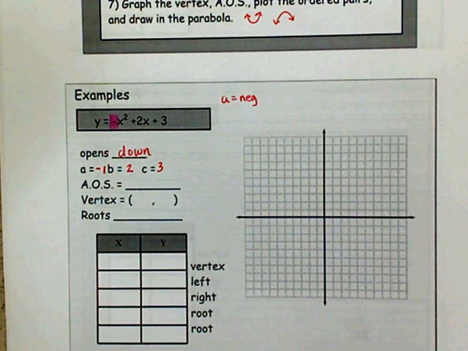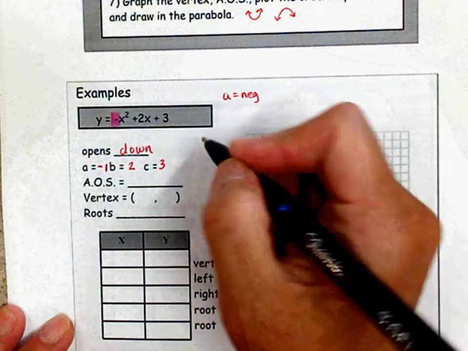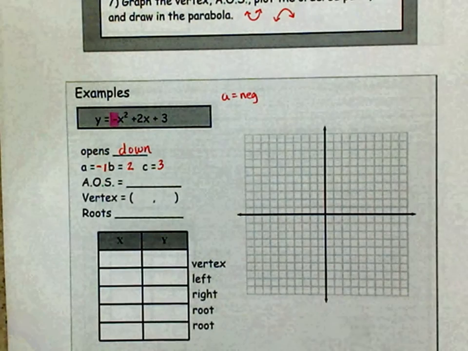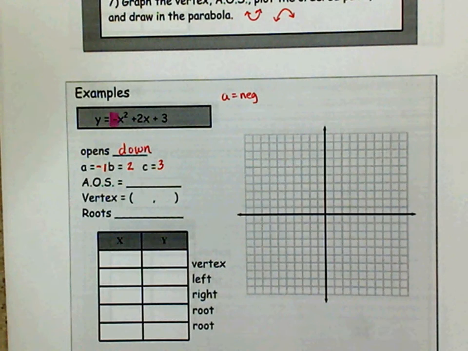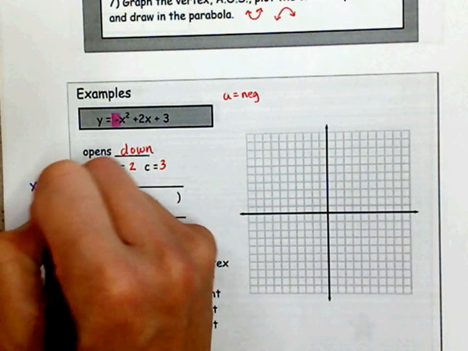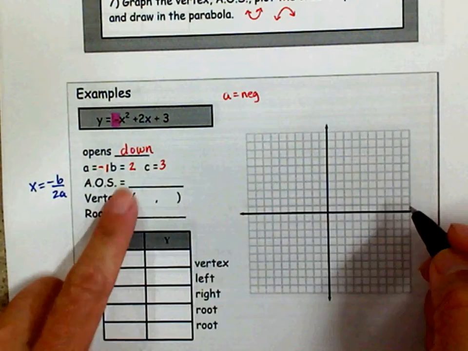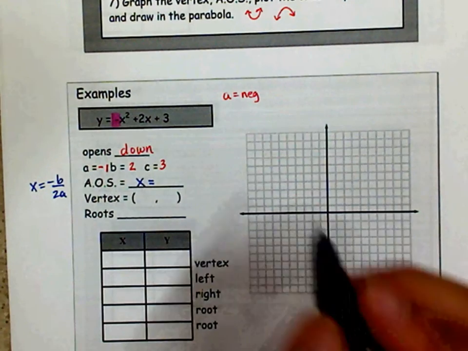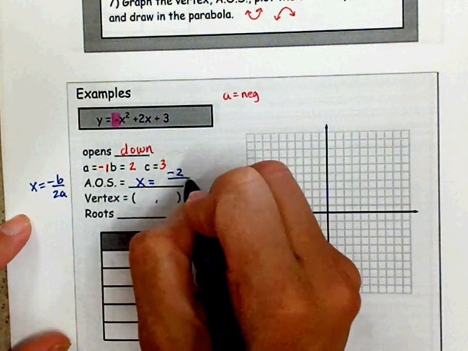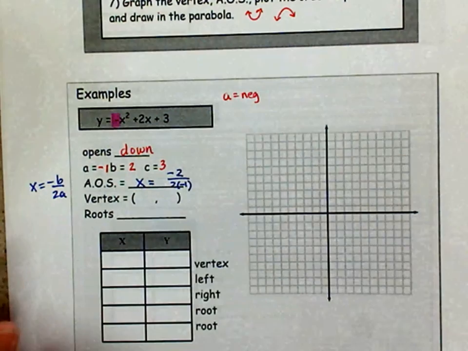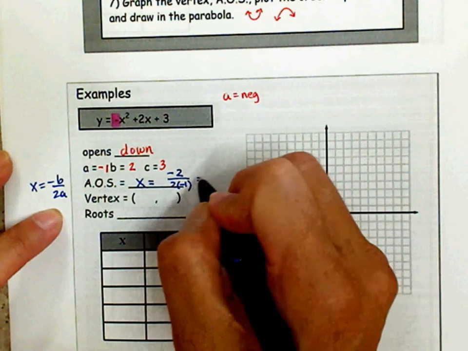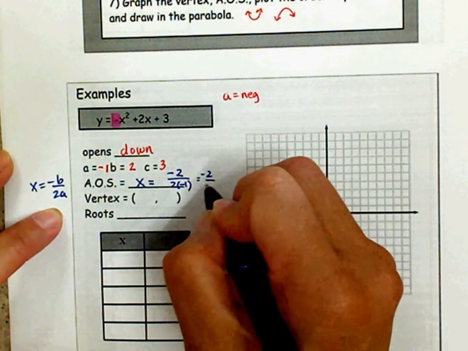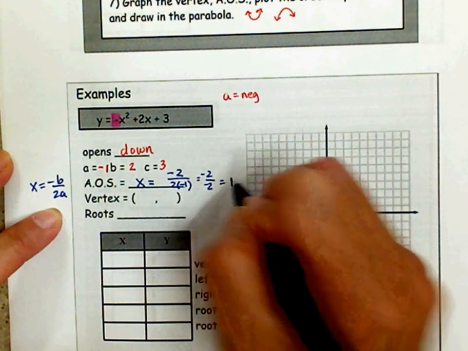To find your axis of symmetry, you are going to use this formula: x equals negative b over 2a. So what's my axis of symmetry? It's an x value. It's very important that you write x and y. Negative 2 over 2 times a. So negative 2 divided by 2 times negative 1, which is negative 2, that comes out to be 1. So your axis of symmetry is at 1.